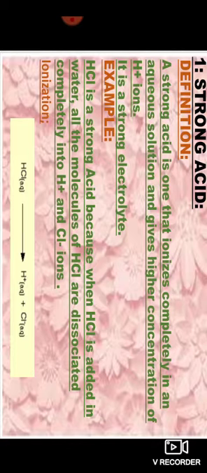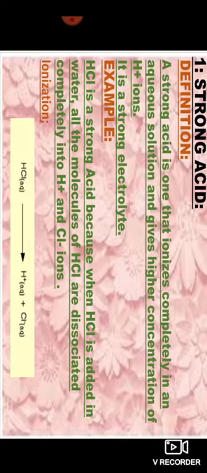Like if we add an acid into water and it dissociates completely and gives a greater number of hydrogen ions, that is called a strong acid. A strong acid is also a strong electrolyte because it gives a large number of ions, hydrogen ions and negatively charged ions, so they will conduct electric current to a greater extent. So that's why we can say a strong acid is a strong electrolyte.